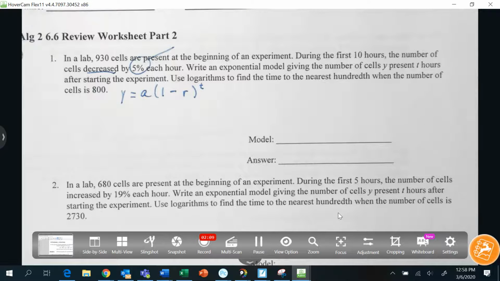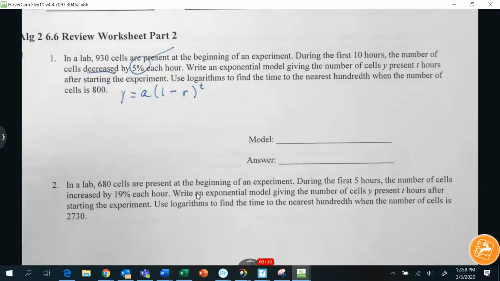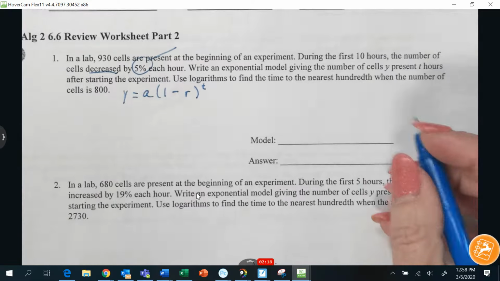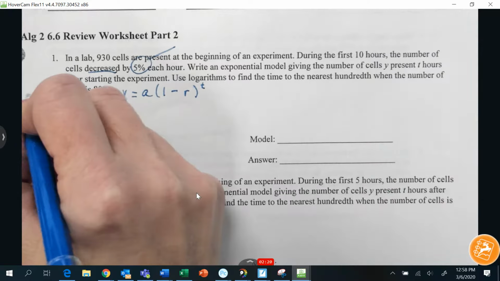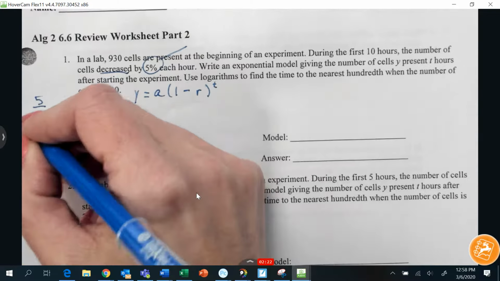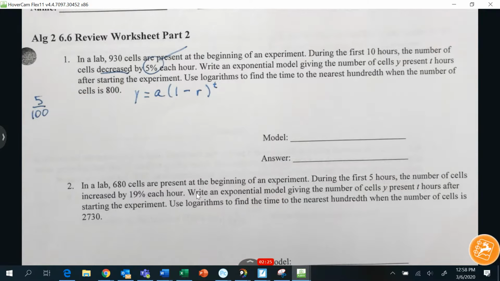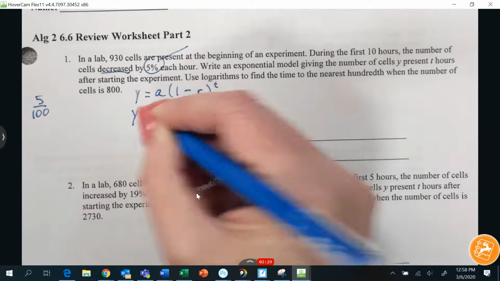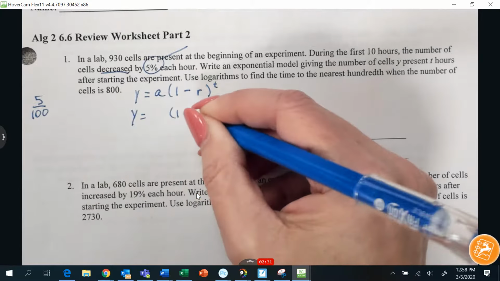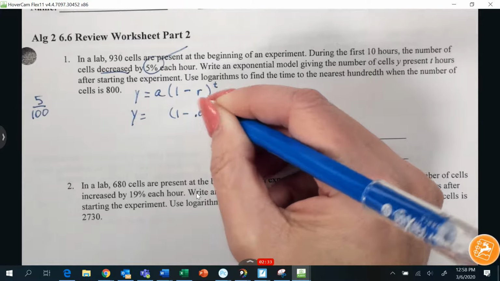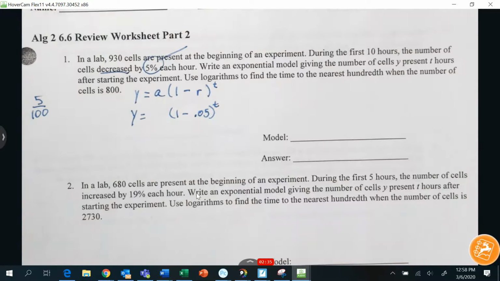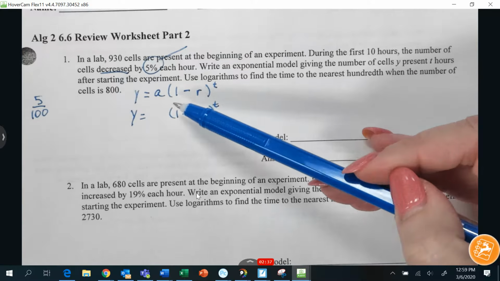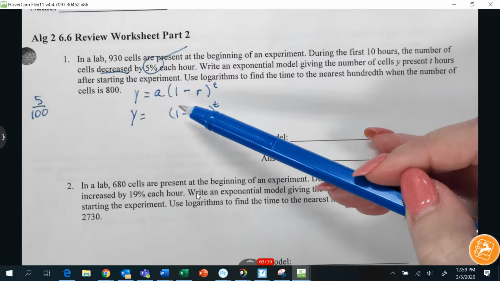Okay, so since the percent is 5%, do we actually put in 5? No. What do we put in? 0.05. We take that 5 and we divide by 100, right? If you don't know how to do it, you take 5, you divide by 100, and we put in 0.05. Also, we should know the A value. The A value is the starting amount. What is that? 930.